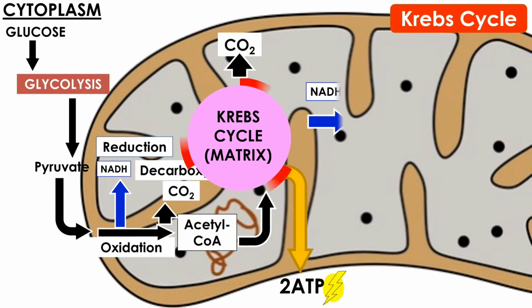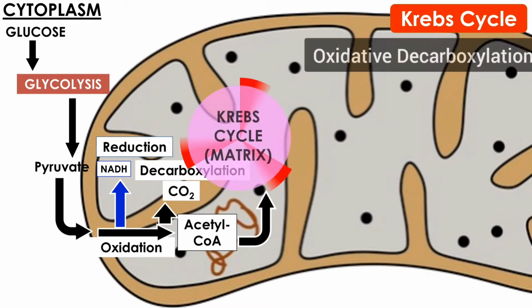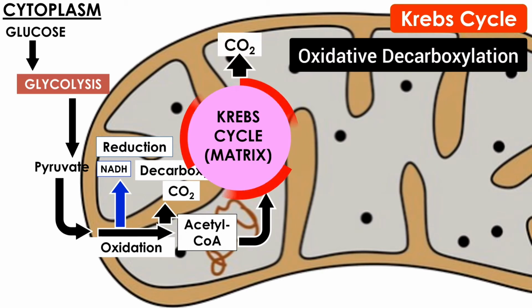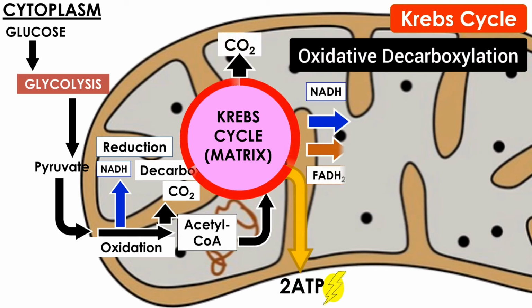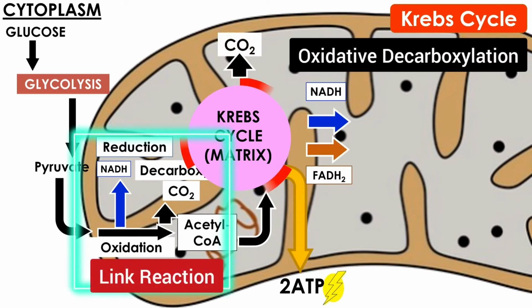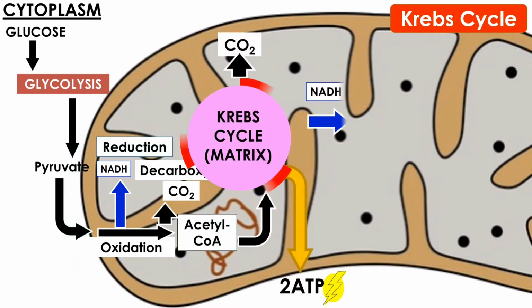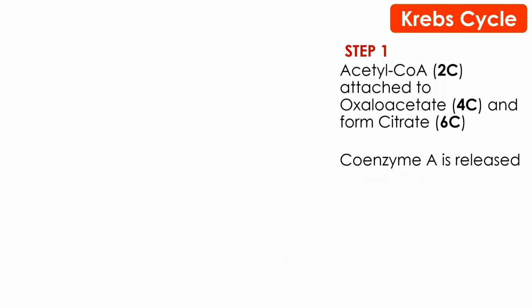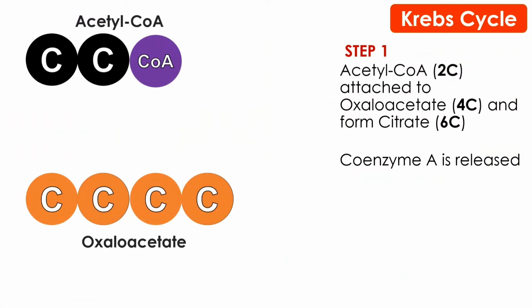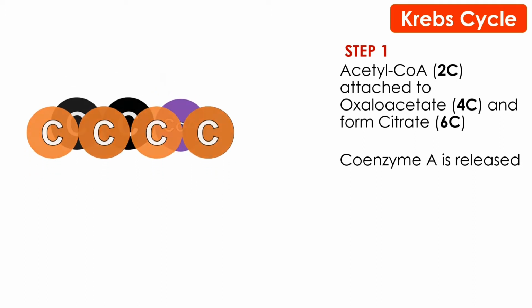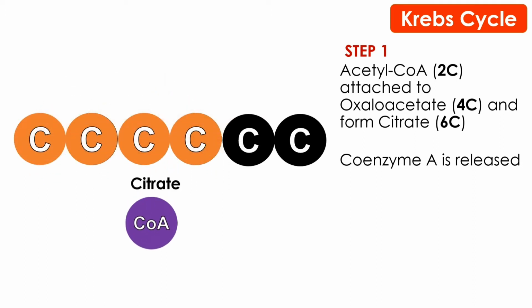At the same time, carbon will be removed as carbon dioxide via a process called oxidative decarboxylation, similar to the process which occurred during link reaction. Krebs cycle takes place inside the matrix of the mitochondria, and the process starts when one molecule of acetyl coenzyme A attached to a molecule of oxaloacetate and produce a 6-carbon molecule called citrate.